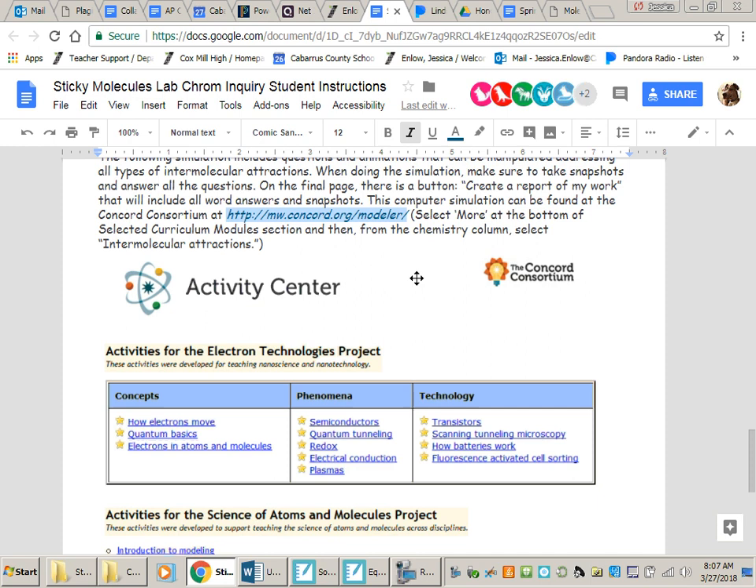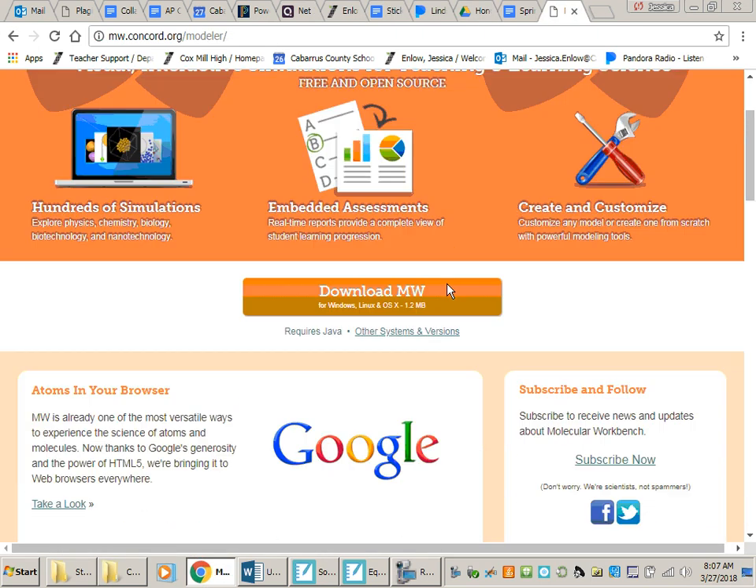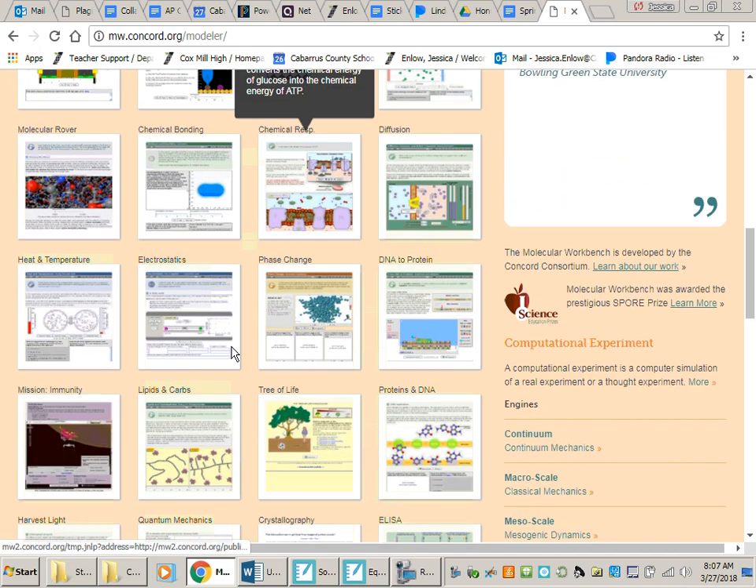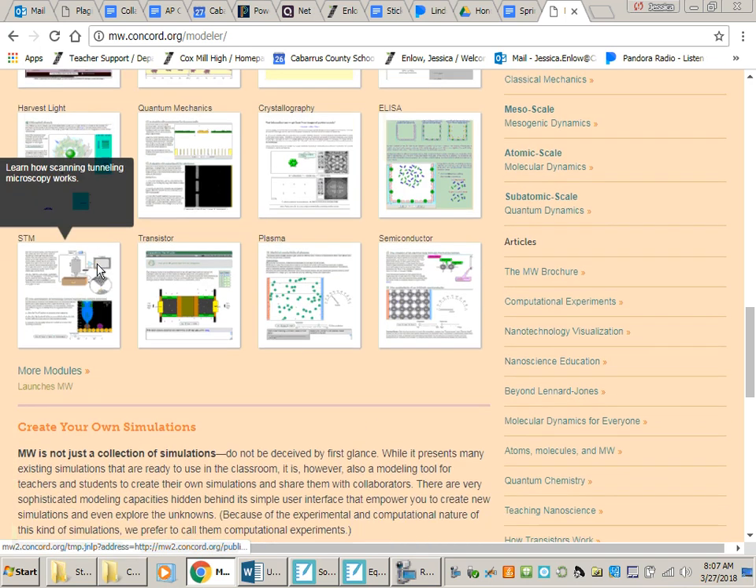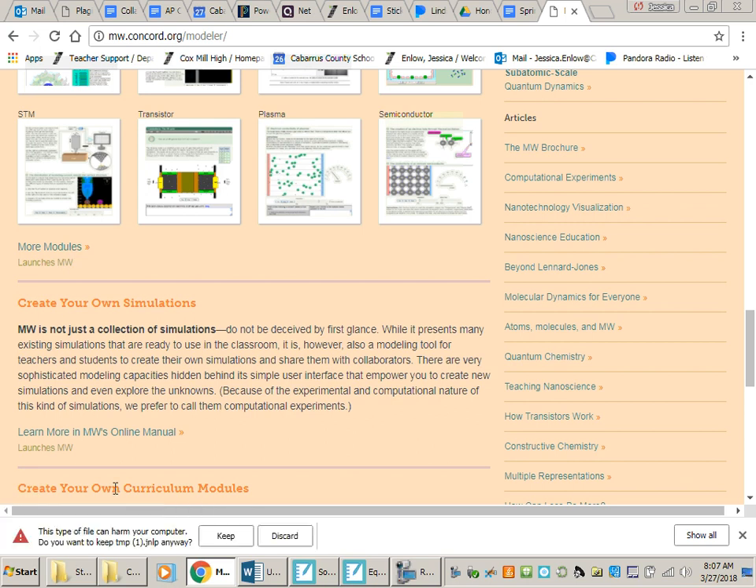So this is kind of what it looks like, but if you watch me, I can kind of show you this. This is your landing page, and as you go down, you see all these just great simulations. None of these are what we want. None of those. We're going to hit more modules right here. So when you hit more, they're going to ask you to download something. It's going to launch a piece of software, and that's going to come down here. Yes, it's safe. So hit keep.